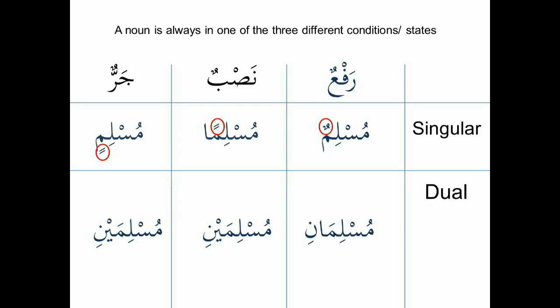What happened there? Simple. If I put Muslimani in Raf'un, it's Muslimani. In Nasbun, it's Muslimaini. In Jarrun, it's also Muslimaini. You with me? Now you're going to ask me, if I see Muslimaini, how do I know it's Nasb or Jar? Based on context. And you will learn later on how to know. You with me?